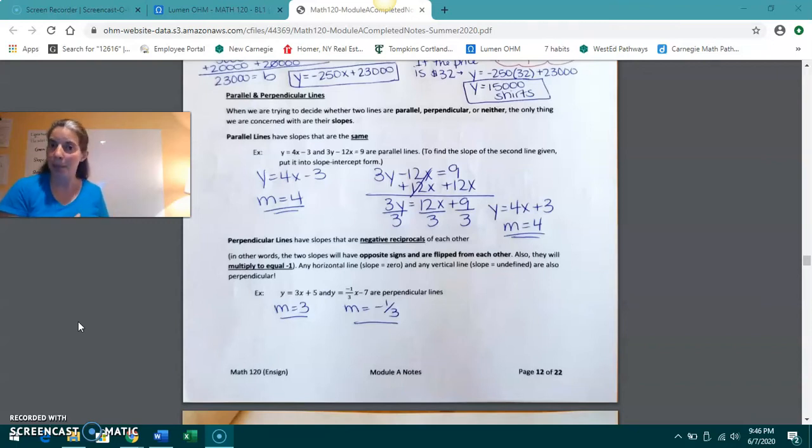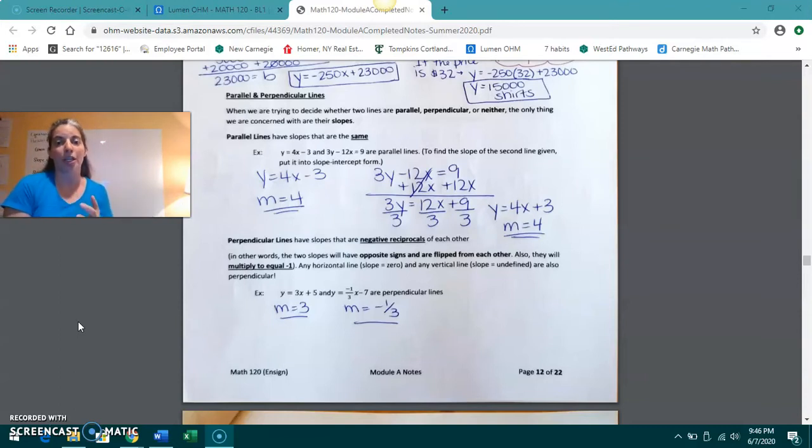So the first thing you need to remember is that parallel lines have the same slope, which makes sense. If you think about slope as how steep they are, two lines that are parallel are going to be the same steepness. If this one's much steeper, it would run into it, right? Or vice versa. So parallel lines have exactly the same slope. So if you know the slope of one line, you know the slope of any other line that's parallel to that.